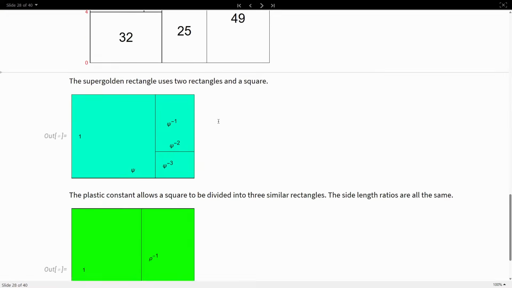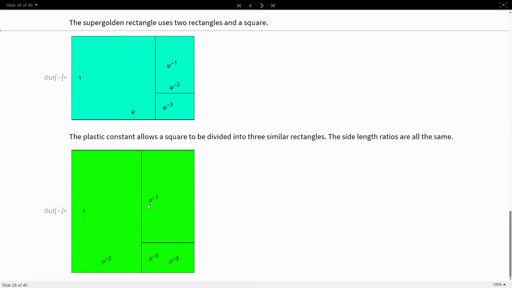For the super golden ratio, we get a square again and 2 rectangles scaled by the super golden ratio. And the plastic constant will make a square when everything is scaled.